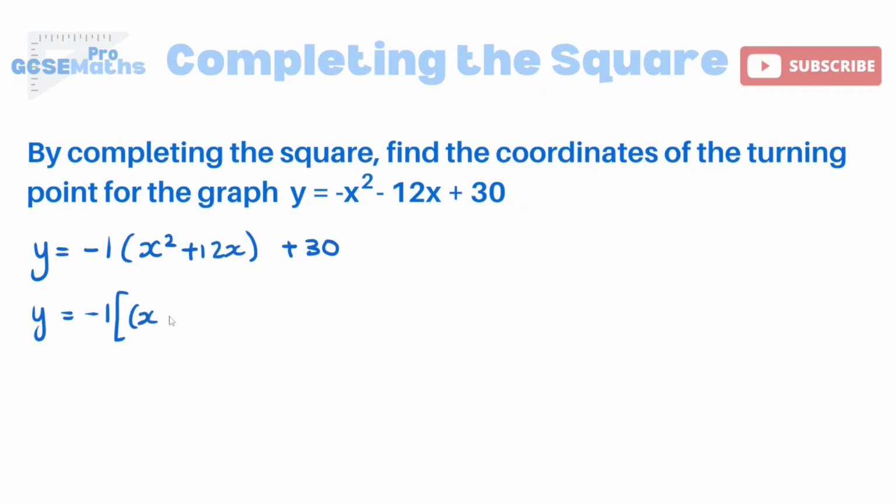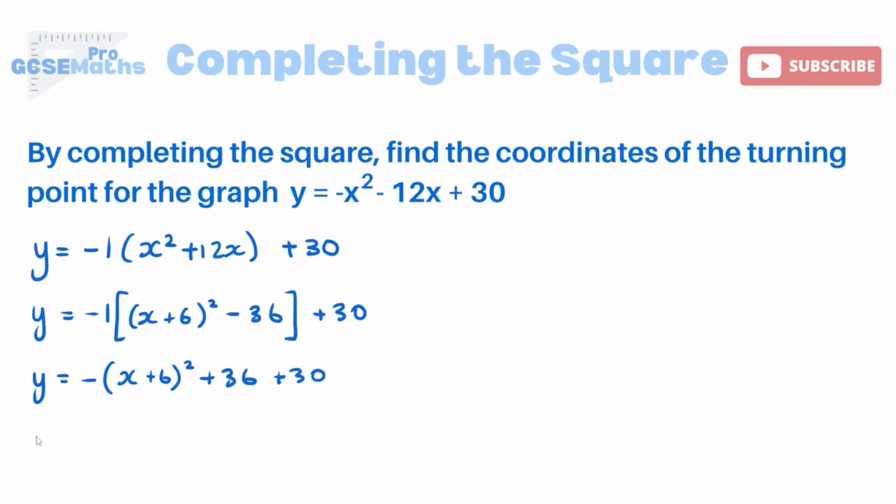So I've got x plus half of 12, which is 6, squared. I need to minus the 6 squared, which is 36. Okay, and then plus 30 on the outside. Now we want to open up these square brackets. I've got minus, I don't need to write -1 anymore, minus x plus 6 squared. And then technically that becomes plus 36, doesn't it? Because -1 times -36 is a positive answer. Plus 30. Now just simplify the last two numbers.